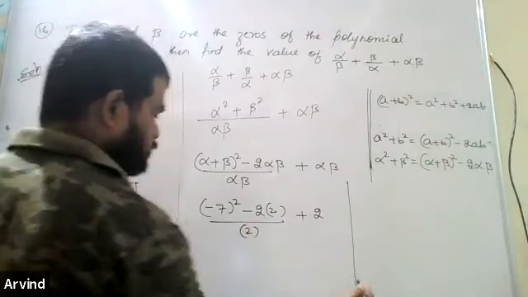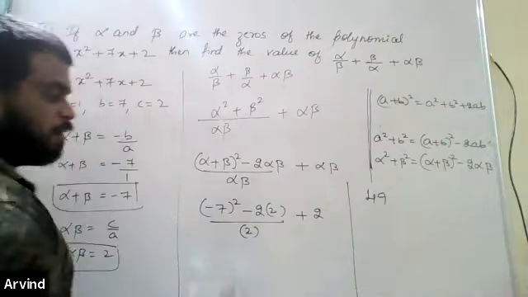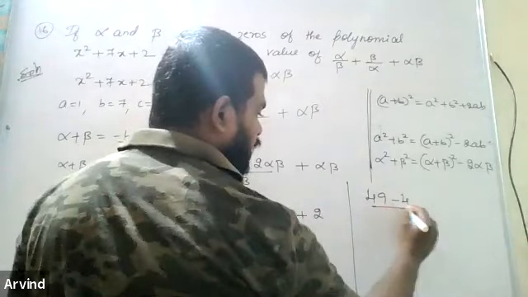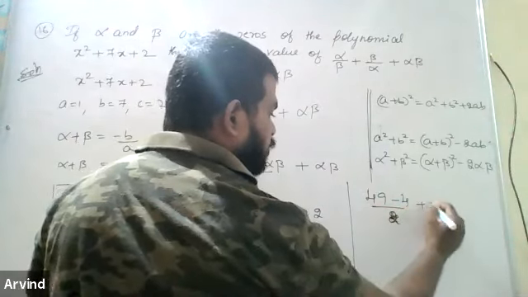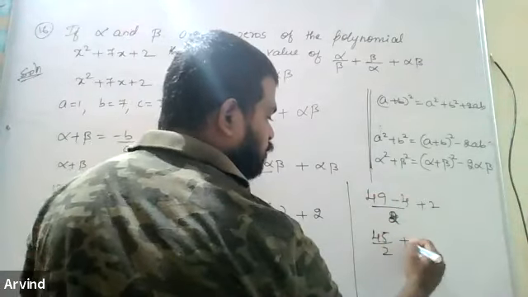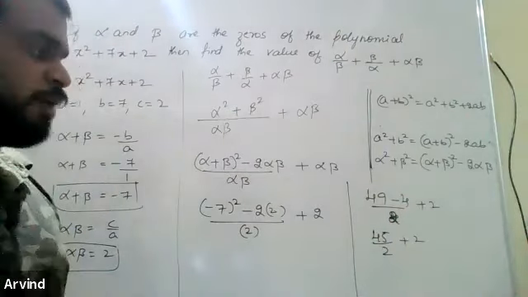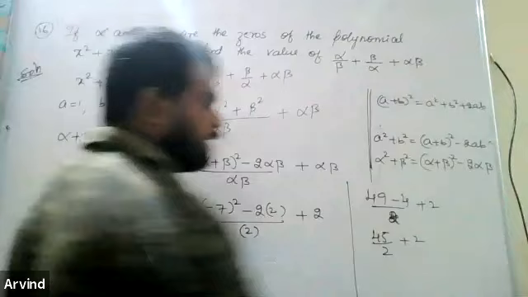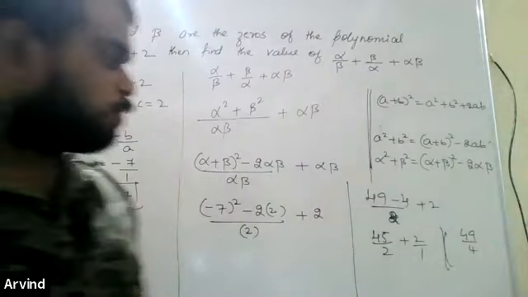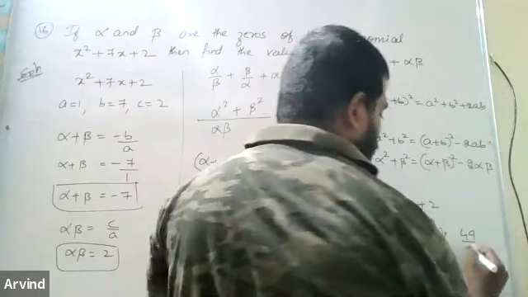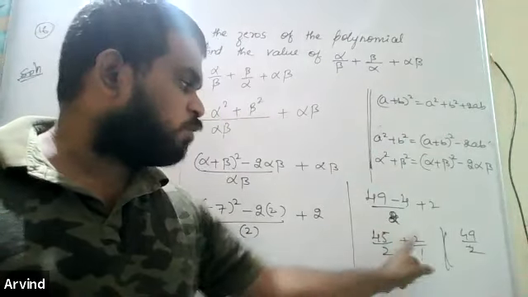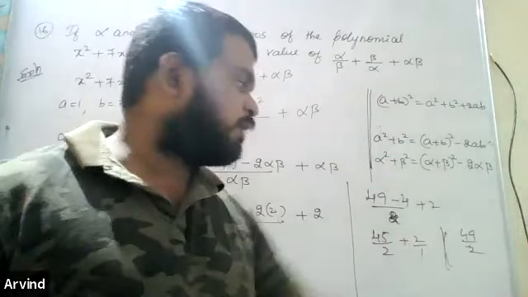-7 the whole square is 49. Power is even, so don't mark the negative. 7 square is 49 minus 2 2s are 4, divided by 2, divided by 2 plus 2. 49 minus 4 is 45. 45 by 2 plus 2. Take the LCM and solve, you will be getting, I'll just write the final answer. 49 by 4, sorry, not 49 by 4, 49 by 2. 2 1s are 2, cross multiply, 45 1s are 45, 2 2s are 4. So 45 plus 4 is 49, 49 by 2.